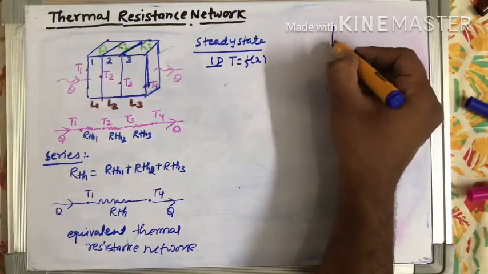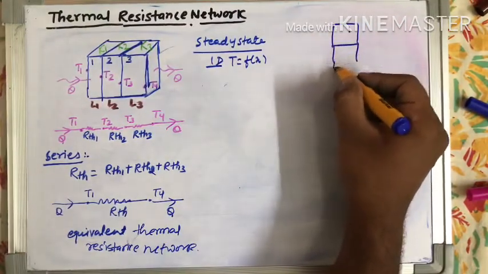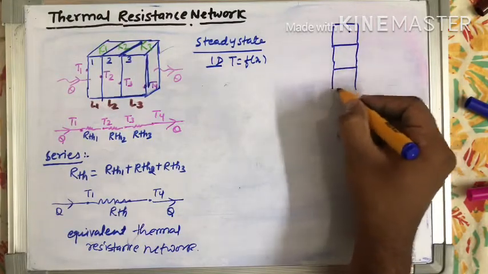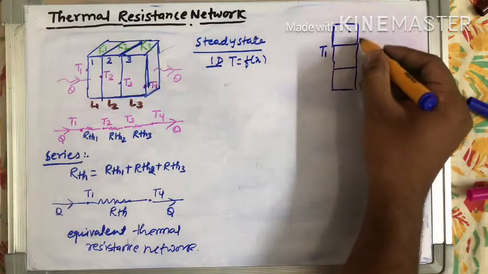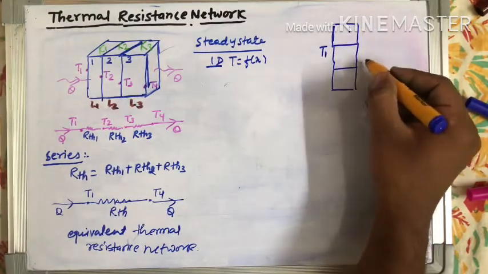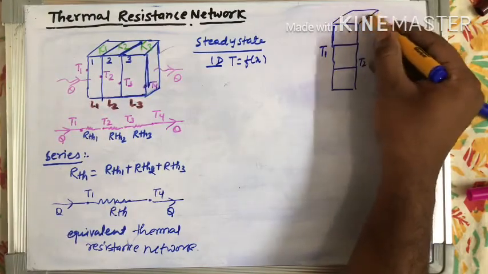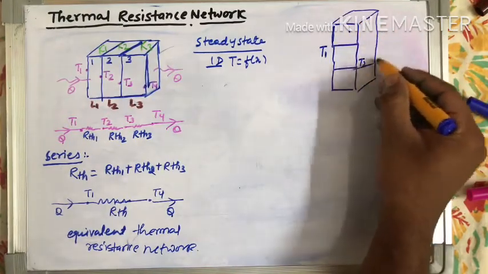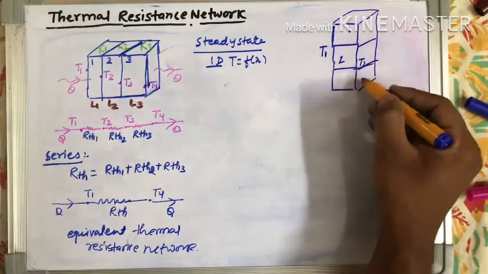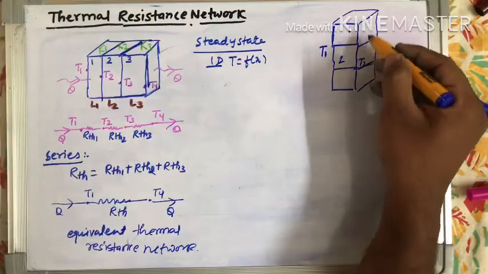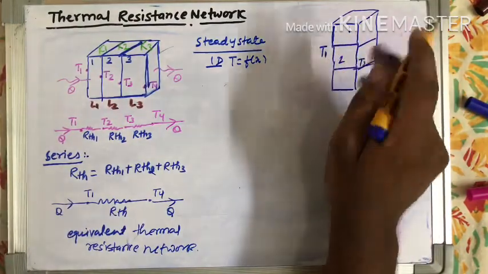Now take another case. Suppose now this material is arranged in this way. This is one material, this is a second material, and this is a third material. The temperature of this whole face is T1, and the temperature of this whole face is T2. So this is 1, this is 2, and this is 3, and this whole surface of 1, 2, 3 is maintained at temperature T2, and this whole surface is maintained at temperature T1.